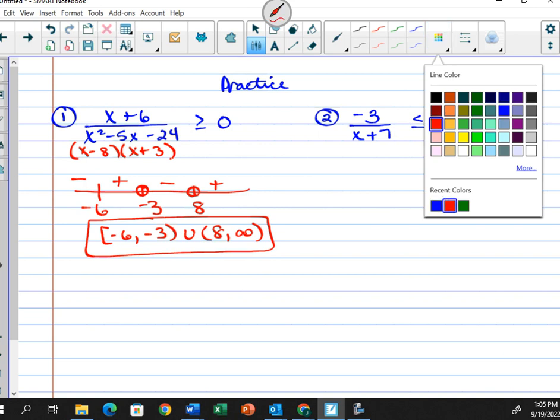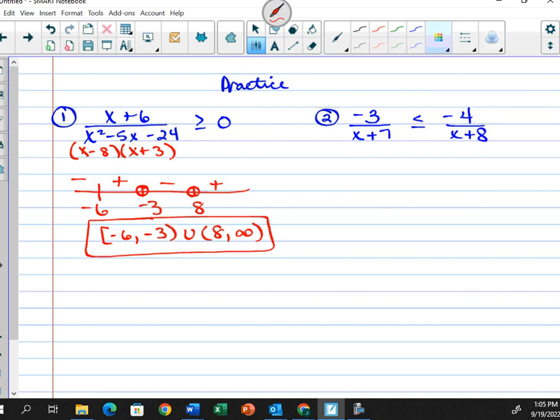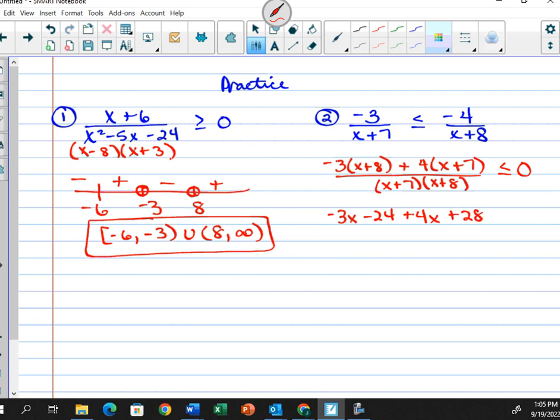All right, guys. This one, a little more work. Are you guys okay with me moving this and doing the common denominator stuff all in one step? I don't want to mess anybody up, but I also would rather not write it multiple times. Are we okay with that? Like you see what I'm doing there? Okay. So I get negative 3x minus 24 plus 4x plus 28.